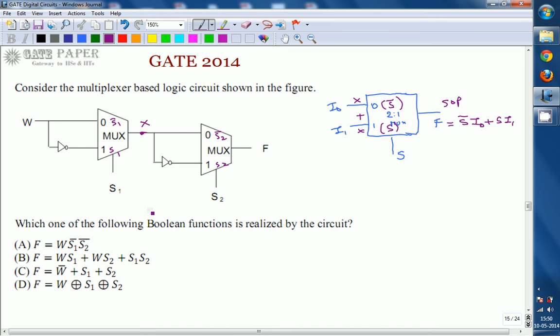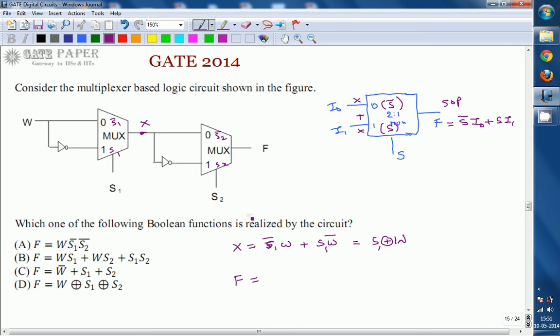For example, assume the output of the first multiplexer is X. X can be written as the first product term W into S1 bar, plus S1 into W bar. So X is nothing but S1 exclusive-OR W. Now X is going to be the input for the main second multiplexer.